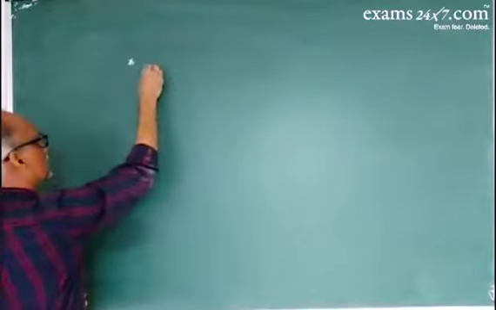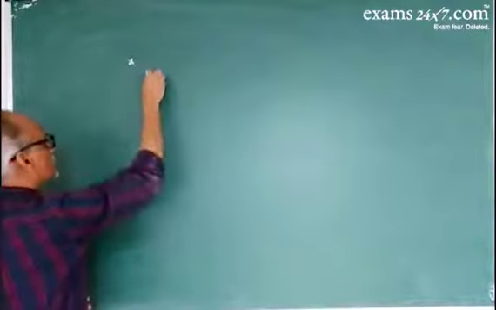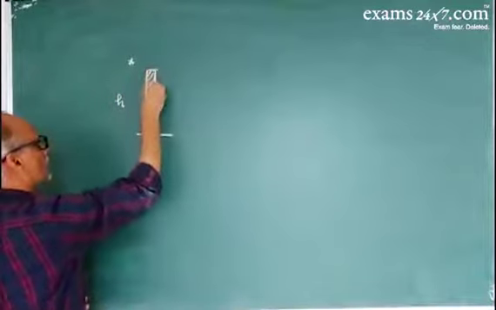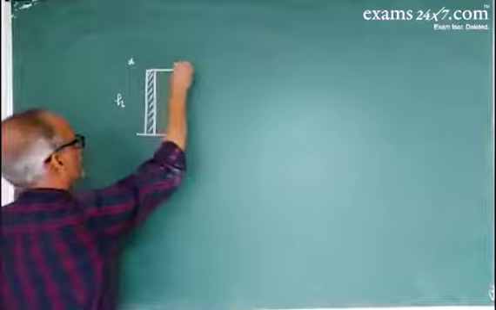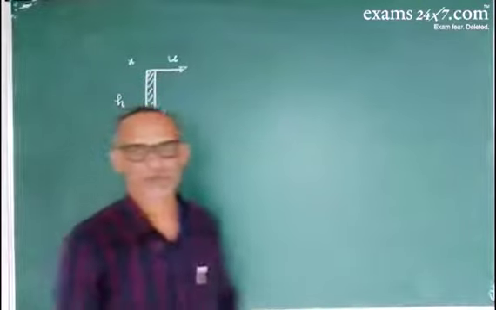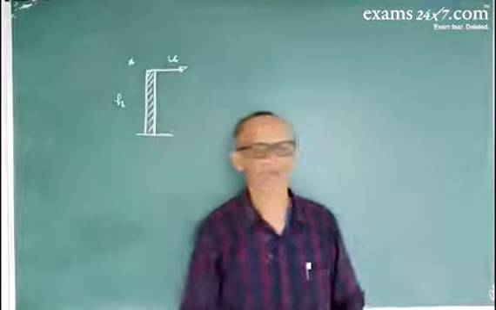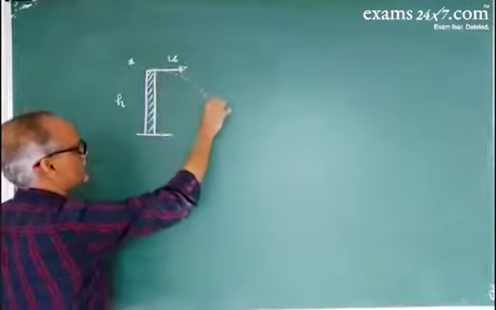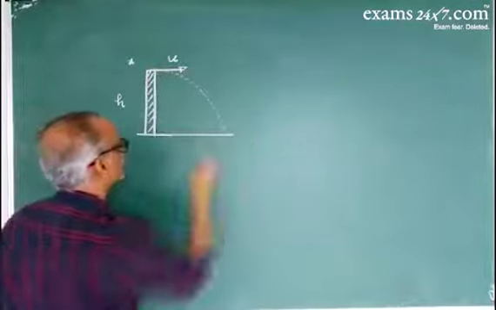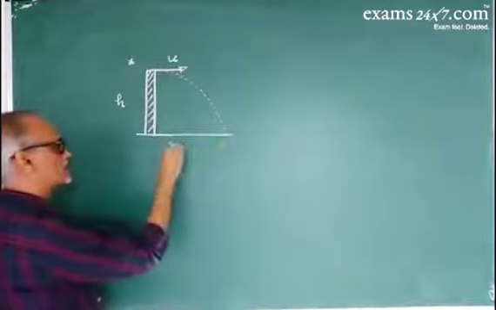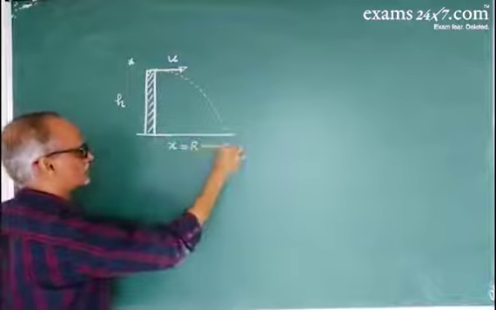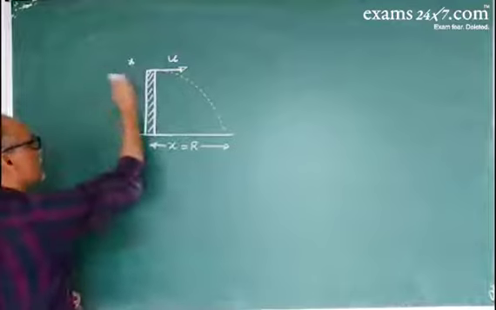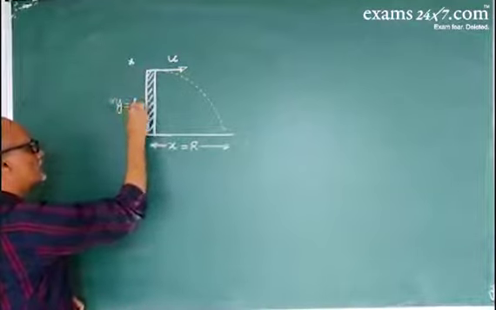So refer to this case where a projectile is projected from a certain height h along the horizontal with a velocity u. What is the time of flight? What is the range? What is the height? All that we can calculate. When it's projected, it describes projectile motion and reaches the ground here. The horizontal distance covered is x, which is equal to the range. The vertical distance covered is y, which is equal to the height, so y is equal to h.